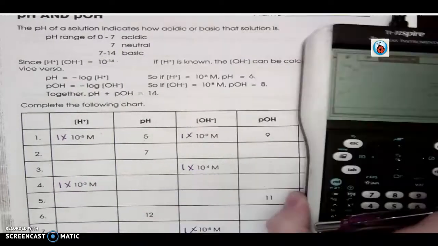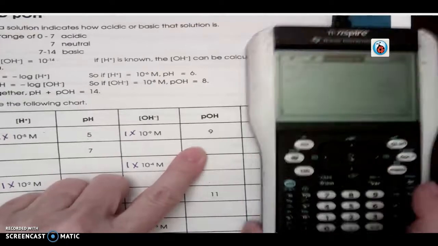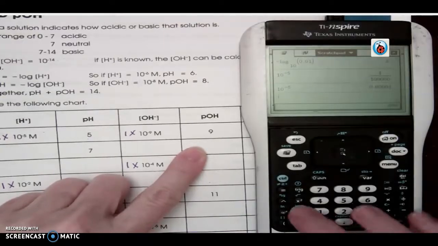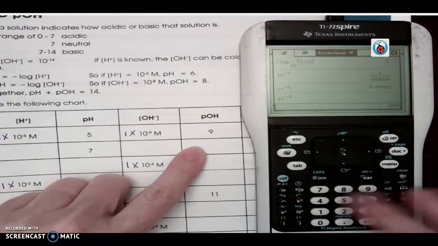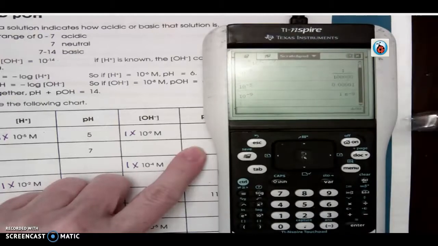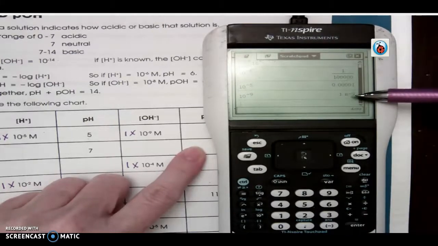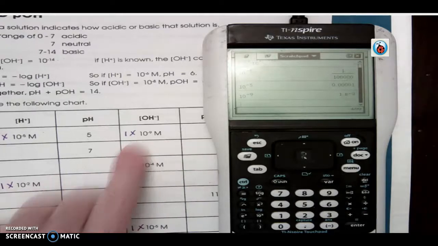What if I did that same thing with this 9? I'm going to go 10 to the x, negative 9. Hit control enter on these so they don't come out in fractions. What do I get? 1, remember that EE button means times 10 to the negative 9. So that's where that came from.